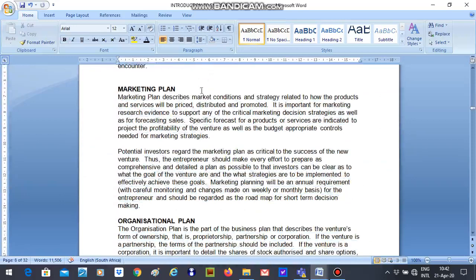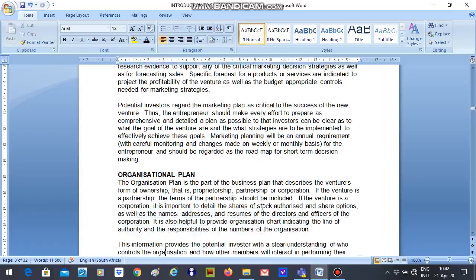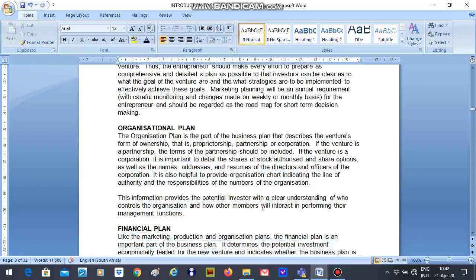Marketing planning describes market conditions and strategies related to the product and services, also price, distribution, and promotion. There's the need for you to have a market plan in relation to price, distribution, and promotion. This is important. Every business starting a venture should have a market plan. You have to know what the market is talking about and what the market is requesting. You don't do what you want, but you do what the market requests.